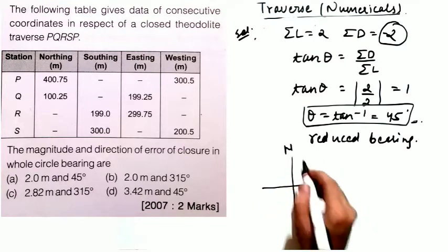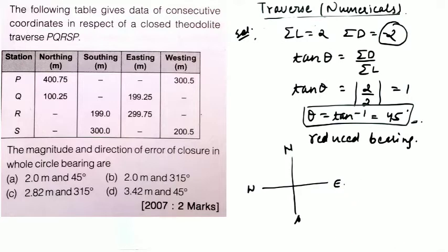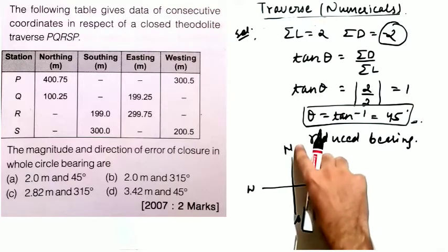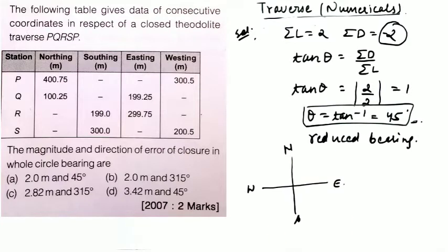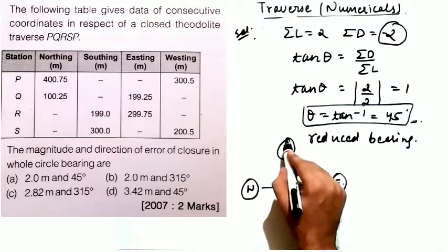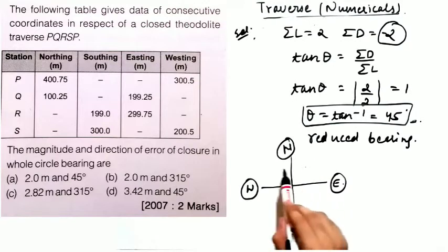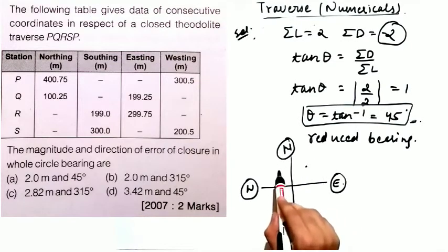See, this is north, this is south, this is west, and this is east. I told you that latitude is represented by northing and southing, and departure is represented by westing and easting. If the departure is negative, then it is a westing. If departure is positive, then it is an easting. If latitude is positive, then it is a northing. If latitude is negative, then it is a southing. Now you can see that the latitude is coming out to be positive 2. That means the latitude is a northing. Either it will lie in this quadrant or this quadrant.